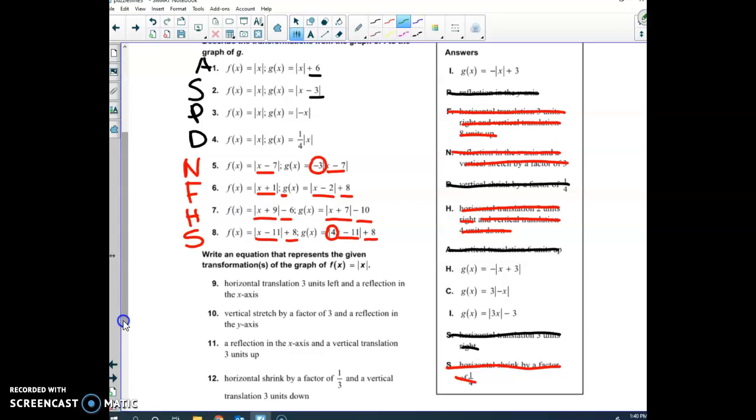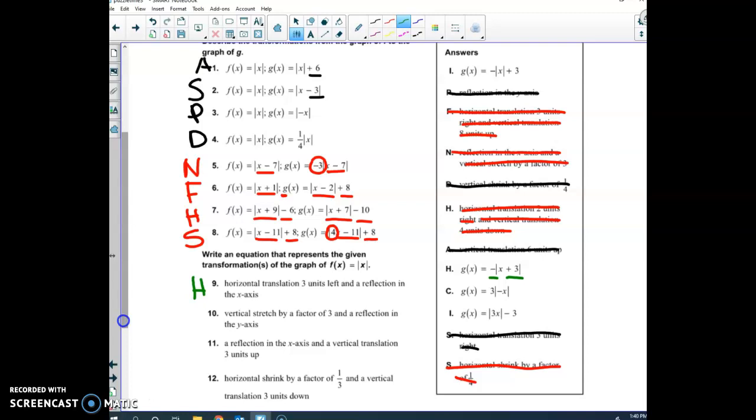All right, 9, 10, 11, 12. These are the ones where we need to write it out. So we have 4 remaining options here. All of them have a 3 or 1/3 or something in there. So on number 9 here, it has a horizontal translation 3 units left. So remember, horizontal translation means it's going to be inside the absolute value bars, and 3 units left means it's going to be +3, and then it has a reflection over the x-axis. So that means we're going to have something negative on the outside, so that's going to be matched with letter H here.